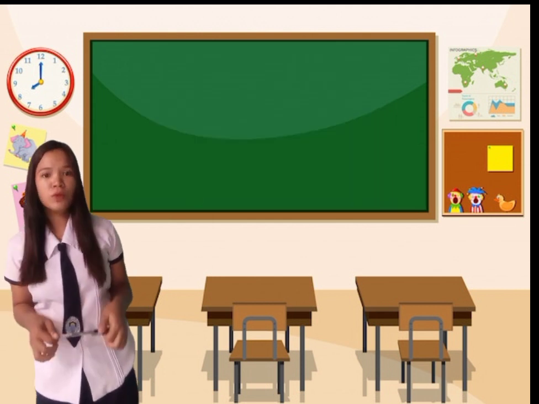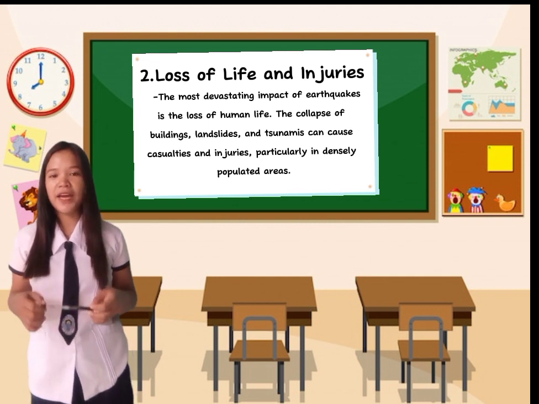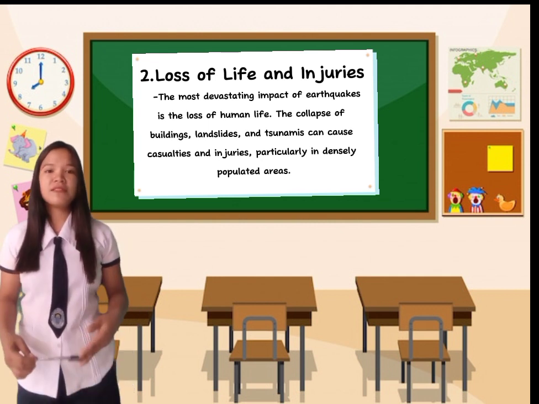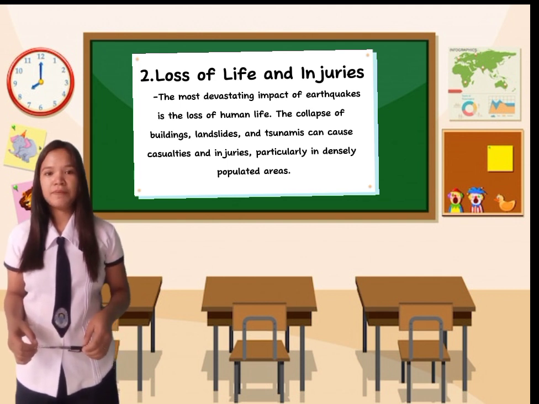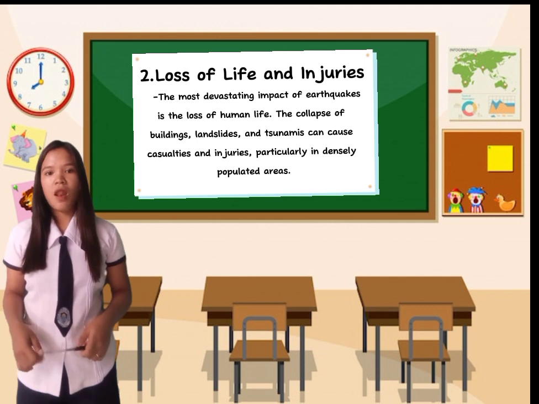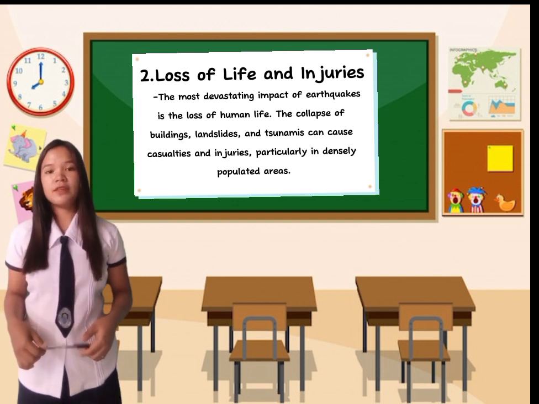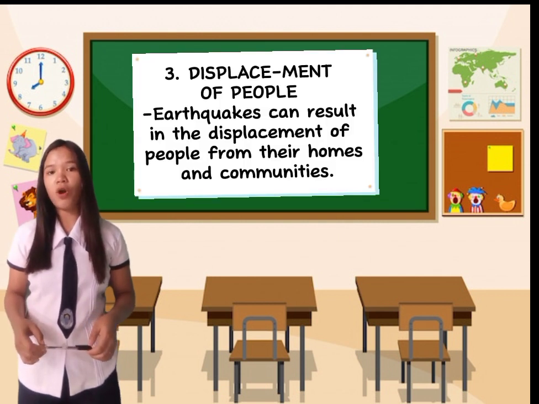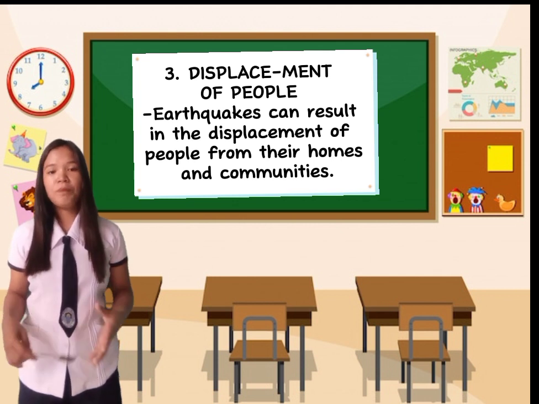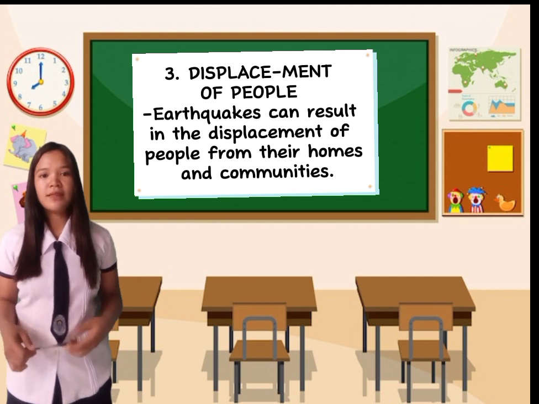Okay, second is the loss of life and injuries. The most devastating impact of earthquakes is the loss of human life. The collapse of buildings, landslides, and tsunamis can also cause casualties and injuries, particularly in densely populated areas. Number 3, the displacement of people. Earthquakes can result in the displacement of people from their homes and communities.